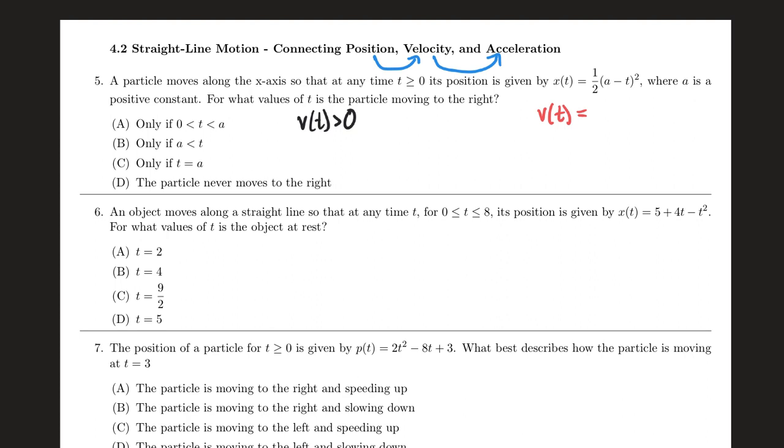So the chain rule says I'm going to do this exponent first, bring it down, 2 times 1/2 is 1, so it's just a minus t. And the derivative of the inside: a is a constant, so even though it's a letter, it's still being represented by a constant, so the derivative of a is 0, and I get negative 1. So distribute the negative: t minus a. And now that's our velocity. When is that positive? We want t minus a greater than 0, which means if I add a to the other side, a is less than t, t is bigger than a, same thing. That's our answer, B.